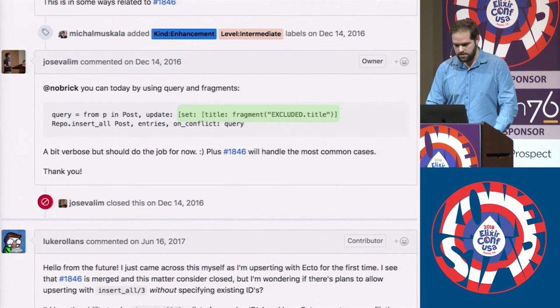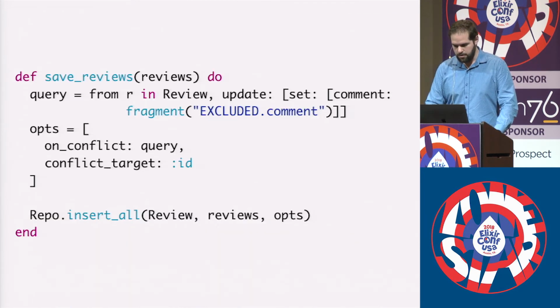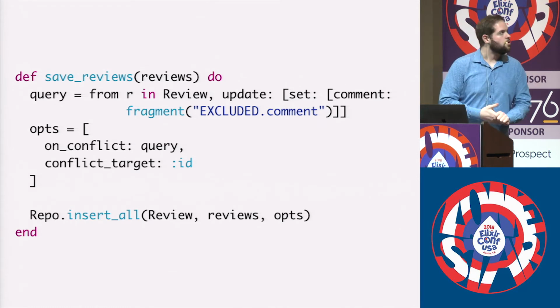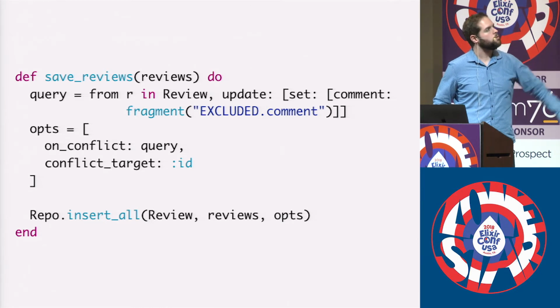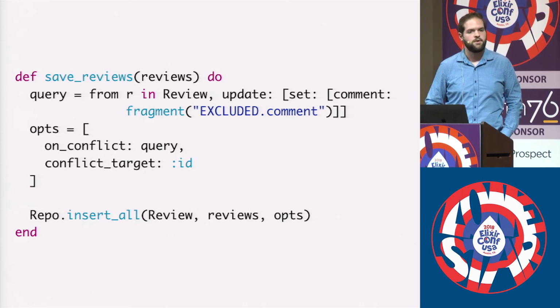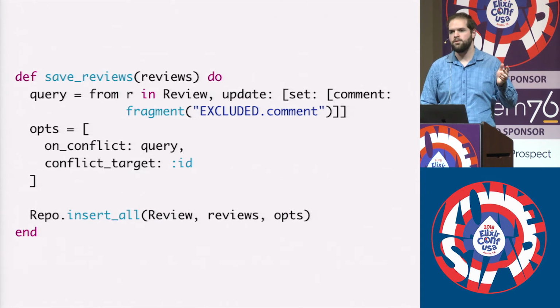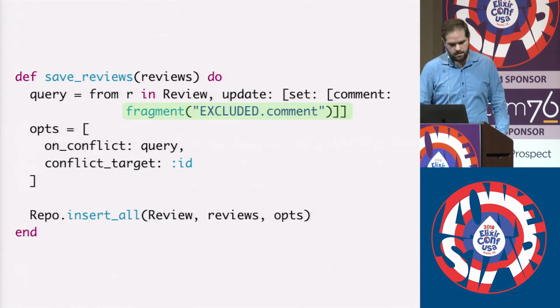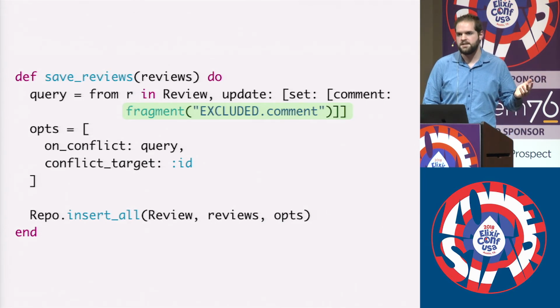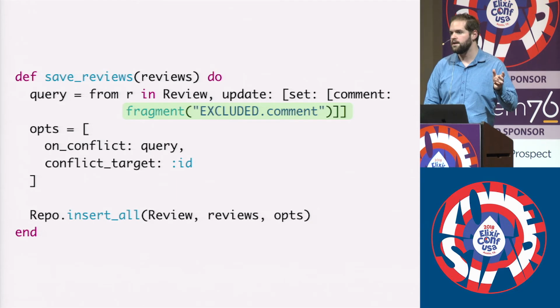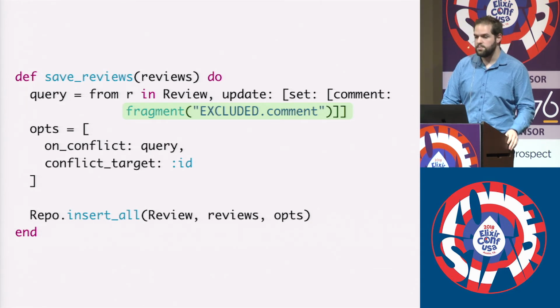So just using that code in our function, we can add a fragment. So we're creating a query saying to update the comment to a fragment, calling this excluded table, and calling the comment column there. And so this basically allows us to, if we detect a conflict on the ID, then we set the review body of the current review to be the comment here. And once again, another ta-da. And this one was extremely exciting for me.